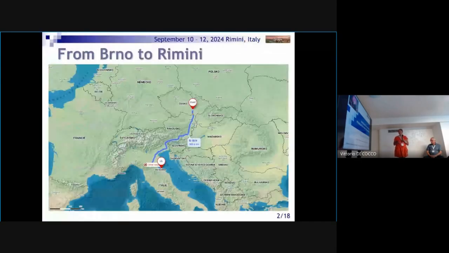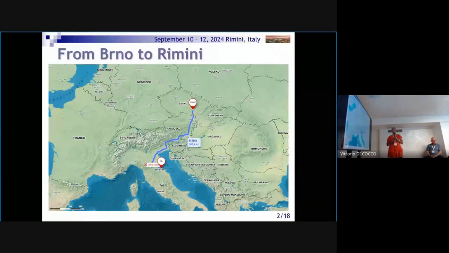Both of the institutions are located very close to each other in Brno, which is the second largest city of the Czech Republic. And as you can see from the map, the journey to Rimini was quite long. It took about 12 hours by car because it's about 1,000 kilometers.